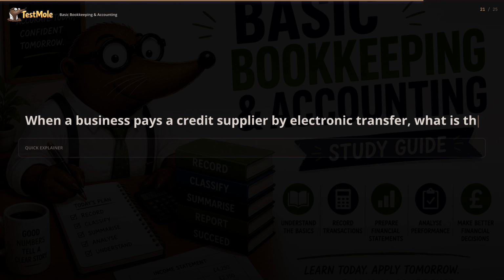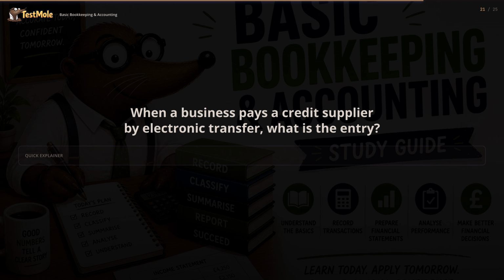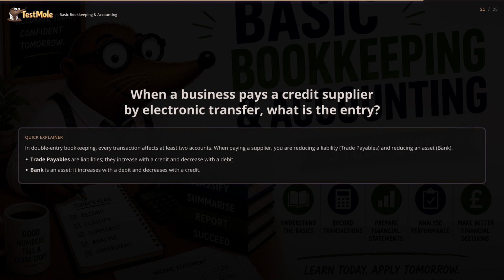When a business pays a credit supplier by electronic transfer, what is the entry? In double-entry bookkeeping, every transaction affects at least two accounts. When paying a supplier, you're reducing a liability, trade payables, and reducing an asset, bank. Trade payables are liabilities. They increase with a credit and decrease with a debit. Bank is an asset. It increases with a debit and decreases with a credit.